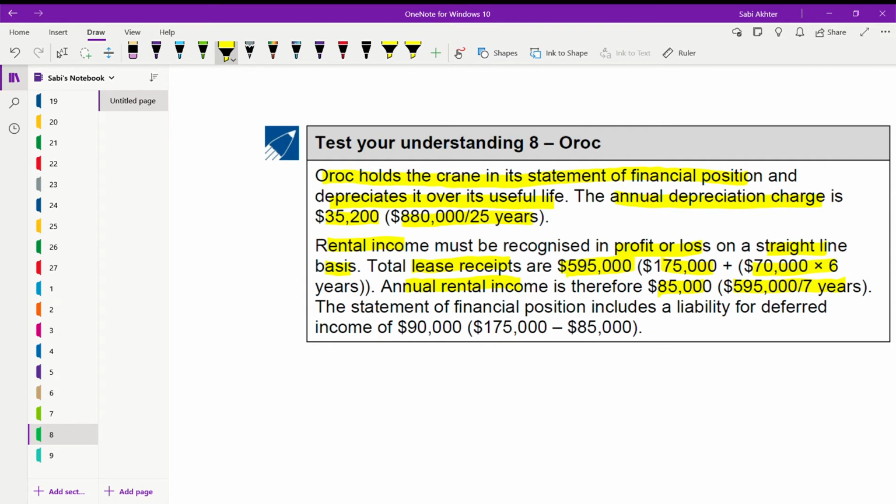So the statement of financial position includes a liability for deferred income. Right? Because the income you are not receiving now, after 7 years you will receive. The total income is being deferred today, so there is a liability. You need to record that liability. How much? 175 minus 85.